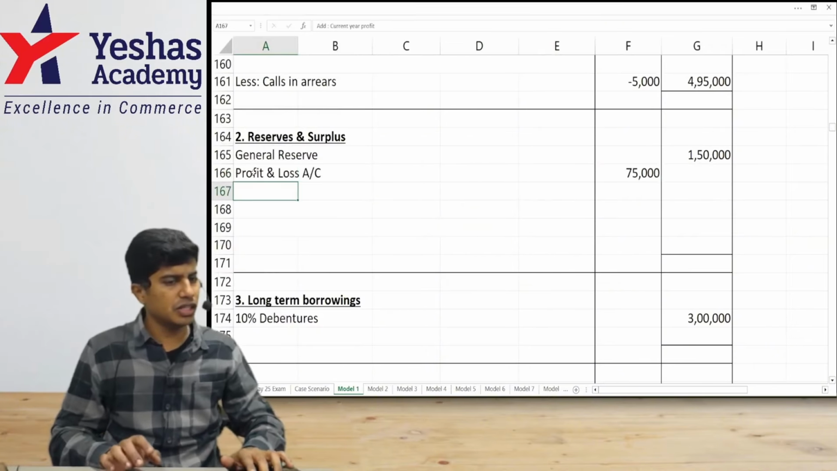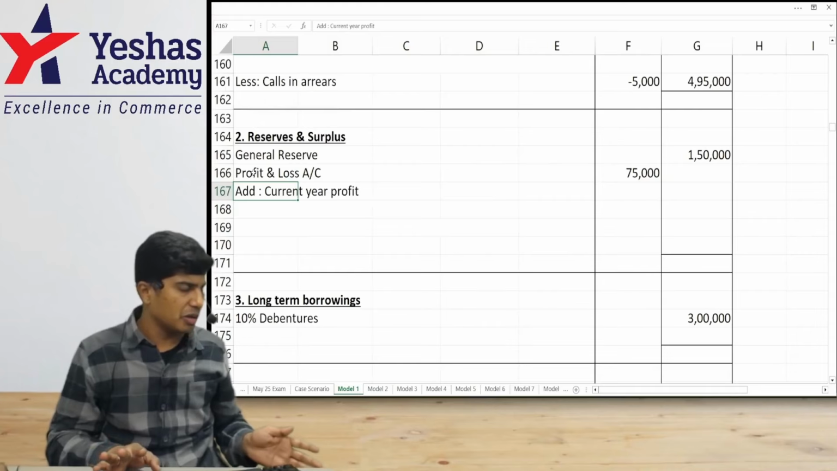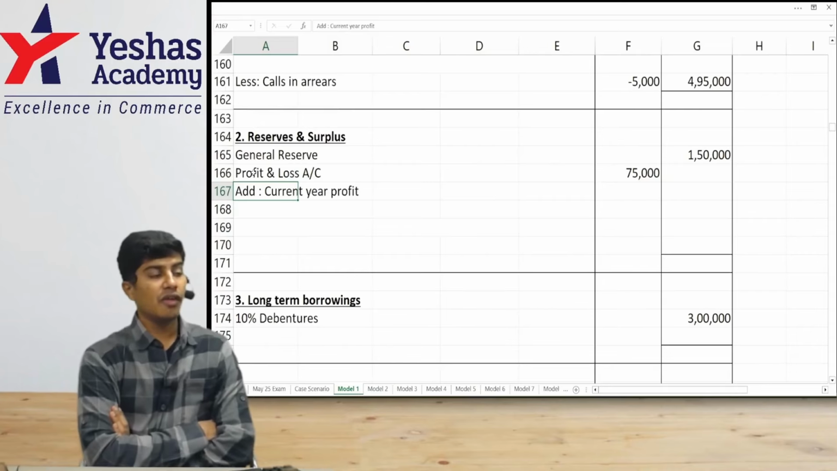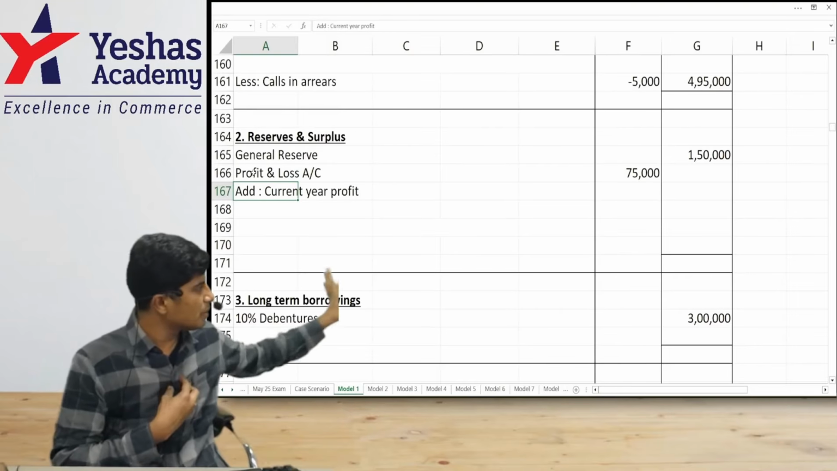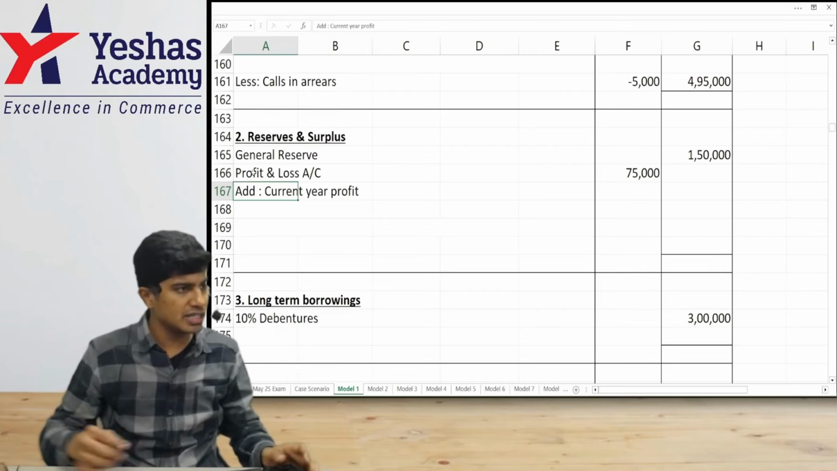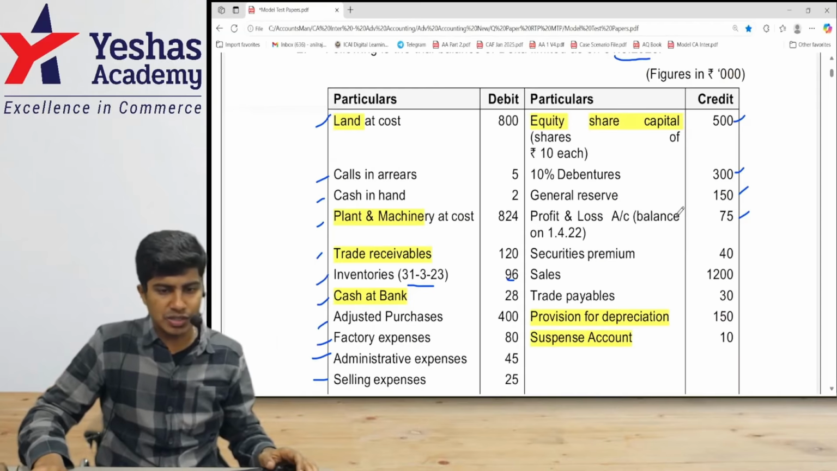I'll write 75,000. I want to add current year profit, but I don't know the current year profit. When will I get to know it? When I close my statement of profit or loss. Till then, this will be pending like this. Everyone got this? Yes. What's after this 75,000?